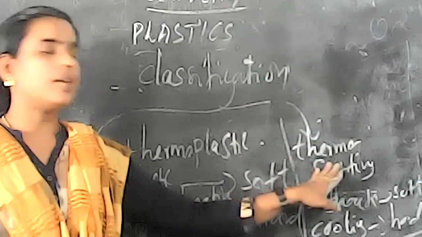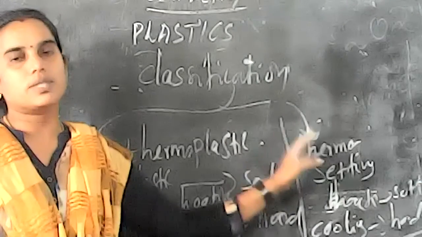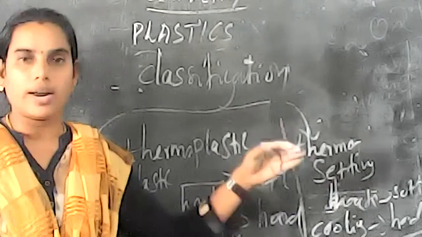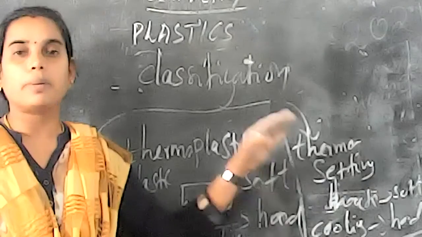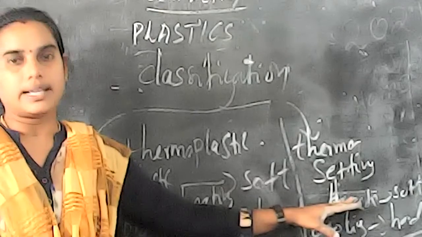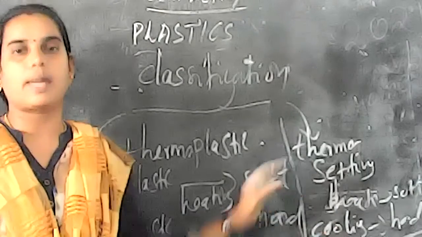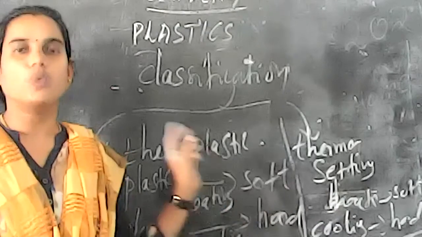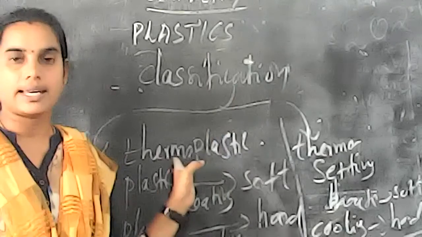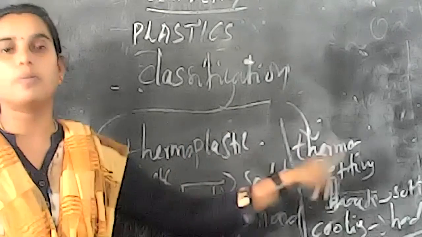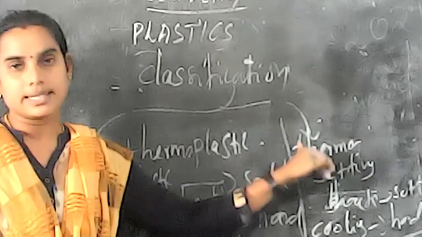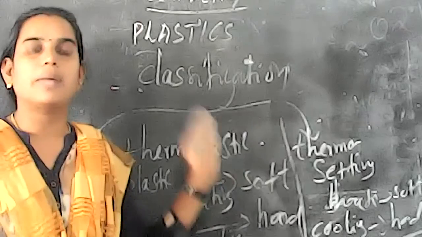And the second one is thermosetting plastic. It is a type of plastic which gets soft by heating and hardened by cooling, and it is a permanent process. We never repeat this process once again. So it undergoes physical as well as chemical change. So these are the two categories of plastics. The plastics can be classified into thermoplastic and thermosetting plastic. Thermoplastic is a physical process and thermosetting is physical as well as chemical change.